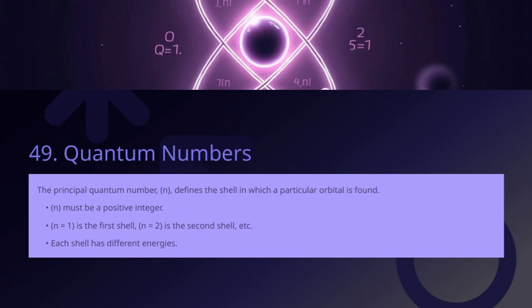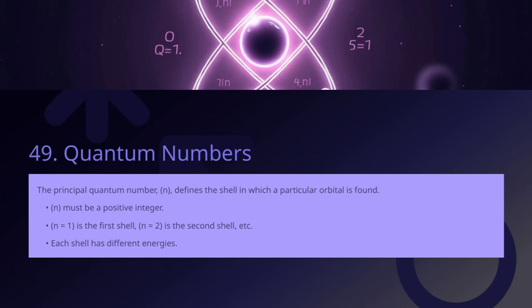Each shell in an atom has different energies, which means electrons in different shells will have different levels of energy. When we talk about shells, we denote them with the principal quantum number, N. For example, N equals 1 for the first shell, N equals 2 for the second shell, and so on. It's important to remember that N must always be a positive integer, so N equals 1, 2, 3, and so forth. The principal quantum number, N, essentially tells us which shell an electron is in. It helps us understand where an electron is likely to be found around the nucleus. By knowing N, we get a sense of the energy level of the electron's orbital, which is fundamental to understanding atomic structure and behavior.